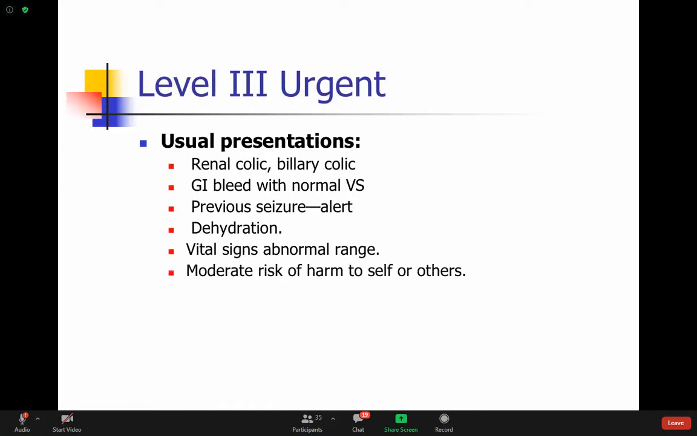Moderate risk of harm to self or others, such as psychiatric patients who are thinking about suicide or injuring other people. Inconsolable infant or infant not feeding. This applies to pediatrics. Behavior change.